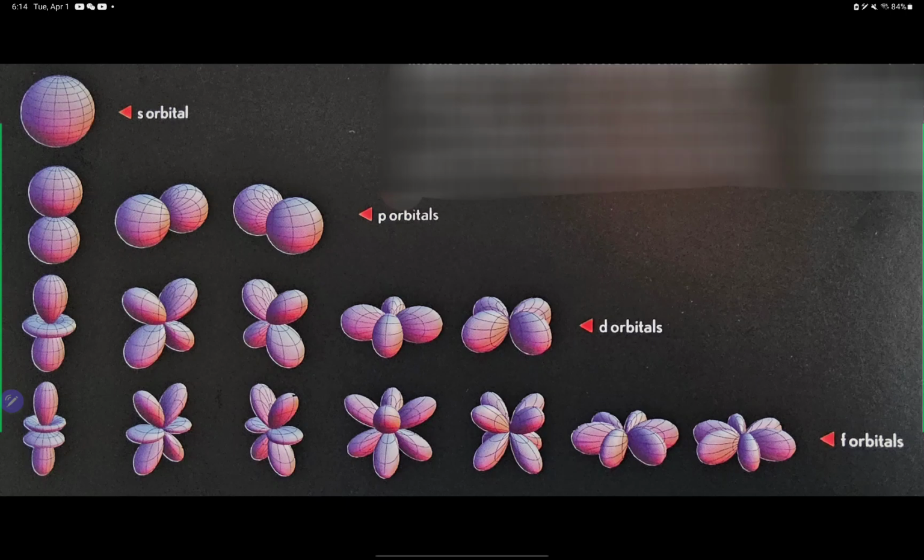These are all just different types of orbitals as well. There are s orbitals, p orbitals, d orbitals, and f orbitals. But regardless, you don't really need to know this for the rest of the book and the rest of this series. So that's it. That's the introduction of the periodic table.